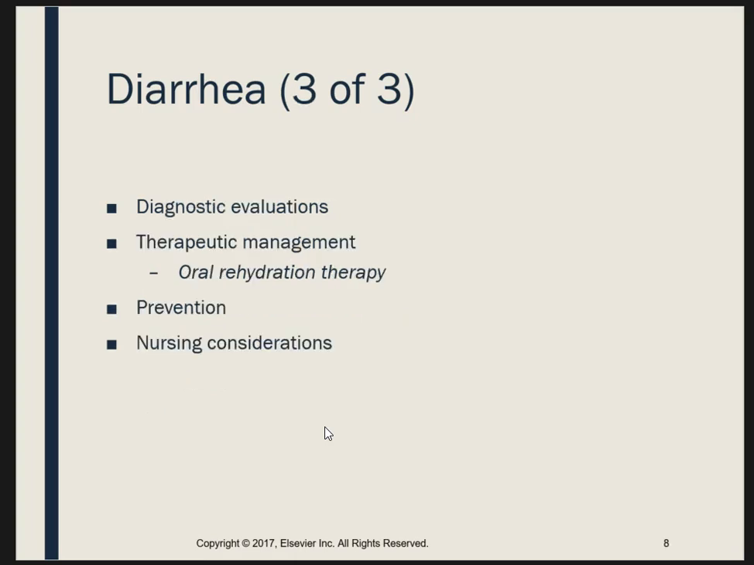So the main thing here that I want you to really be aware of is oral rehydration therapy and prevention. Oral rehydration therapy, we're going to talk about that in just a hot second. Prevention. So what does that come down to when we're talking about diarrhea? Good hygiene, hand washing, and in little kids that can be really hard for them to do. And that's the big piece, trying to prevent the spread of infection.